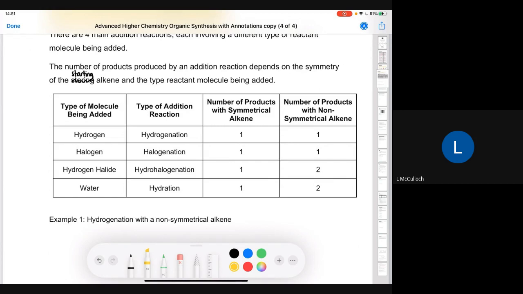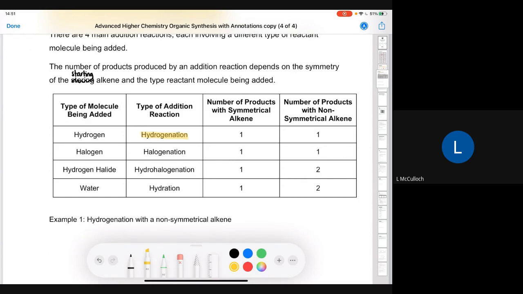If we add hydrogen, it's known as a hydrogenation. If we use a symmetrical alkene, we get one product, and if we use a non-symmetrical alkene, we get one product. If you're thinking, I'm not really understanding symmetrical and non-symmetrical alkenes, don't worry, because I'm going to do an example of every type of addition reaction that we're going through here.